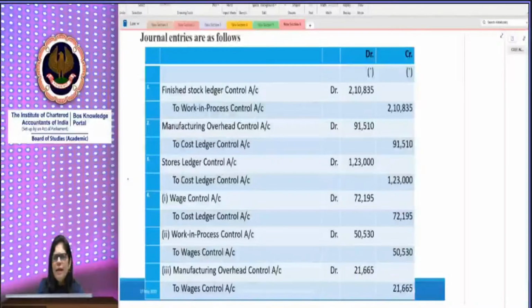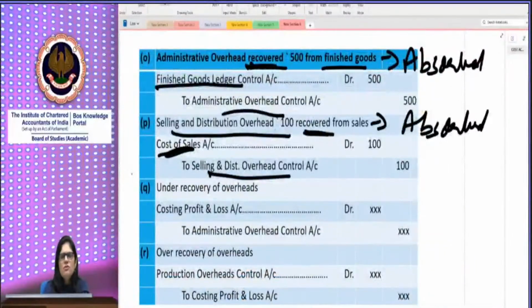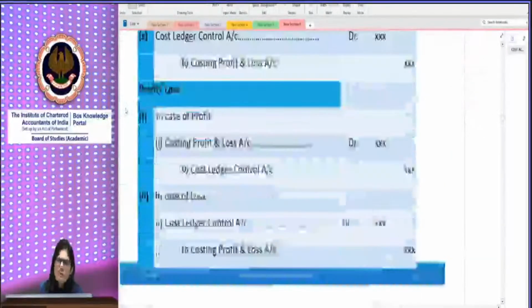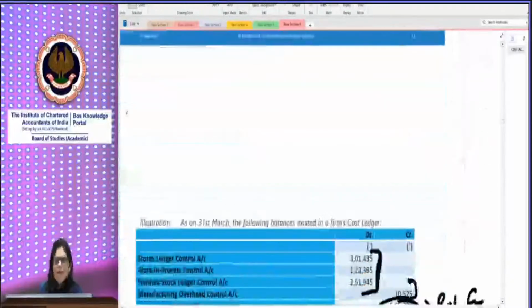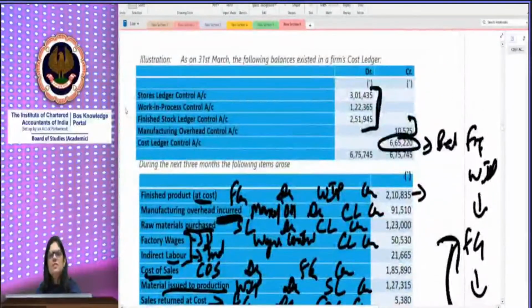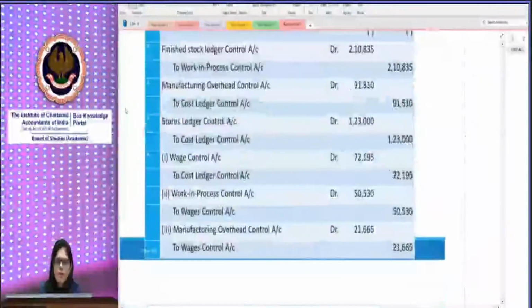No, normally we don't write any narration in cost accounting. It's all about the control accounts. But if you wish, you can write. But generally, we don't write the narrations. Clear? But very brief description is required. It's always advisable to write the way we were writing here, like under recovery, recovered from finished goods. So a brief narration you can write. It's always advisable, because the examiner will come to know what this entry is all about. So a brief narration you can write.